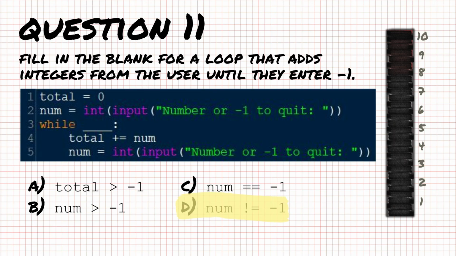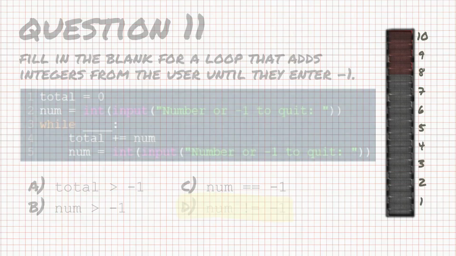The answer is D, num != -1. In a sentinel-controlled loop, we often have a priming read, a read before the loop header, and an updating read at the end of the loop. The condition in the loop header tests that the value being input by the user is not the sentinel value.